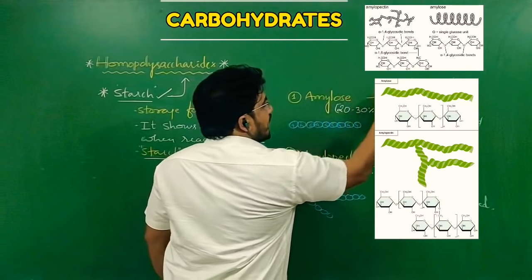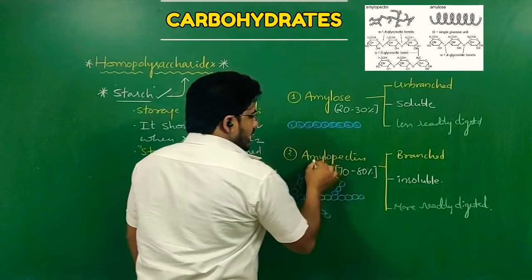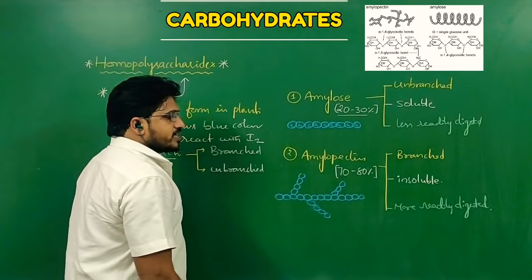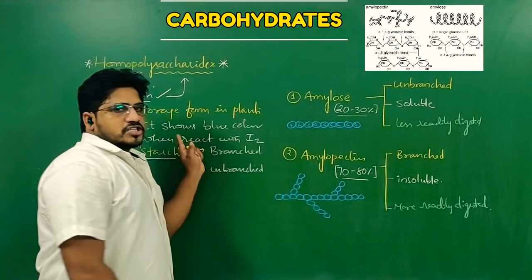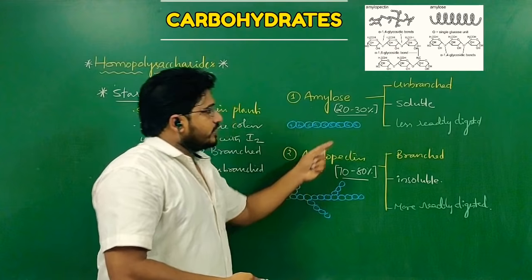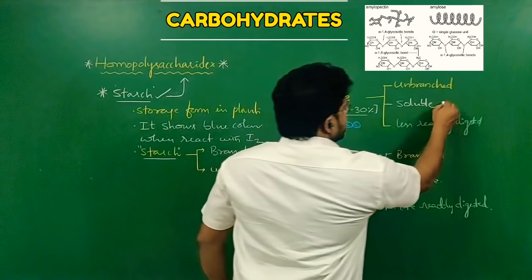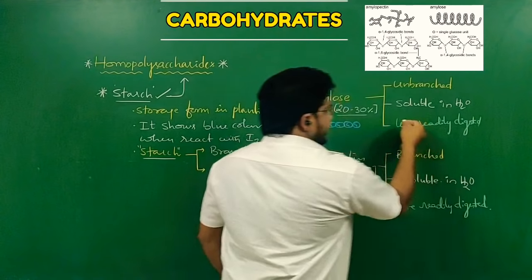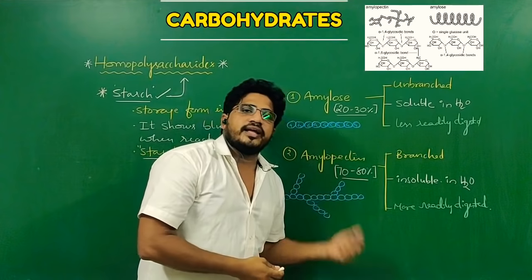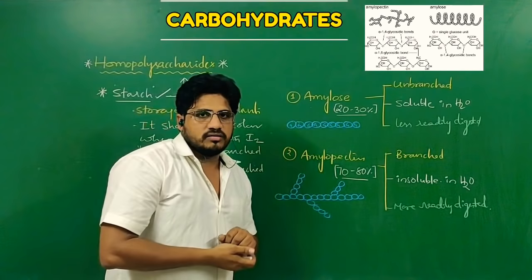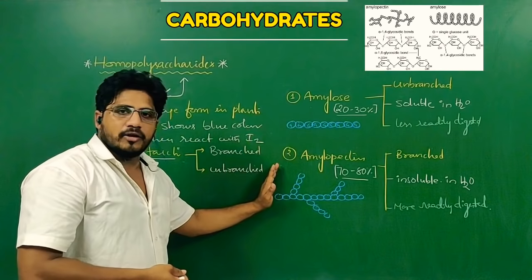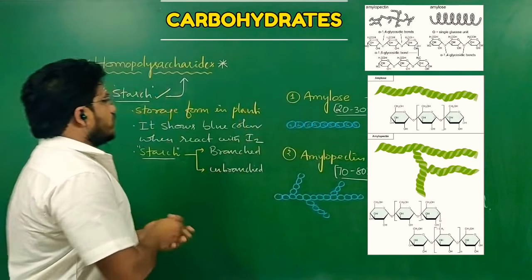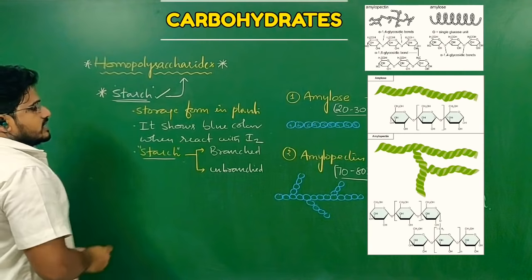But amylose is an unbranched homopolysaccharide. Amylopectin is a branched homopolysaccharide. Amylose exists almost 20 to 30% in nature, and the most abundant storage form of starch is amylopectin. Amylose is soluble in water, amylopectin is insoluble in water, and amylose is less readily digested while amylopectin is more readily digested. Maximum plants store their food in amylose and amylopectin. This is what the first homopolysaccharide, starch, is about.